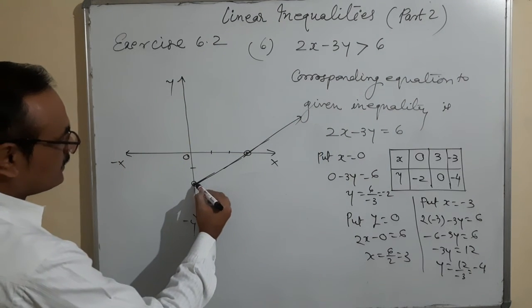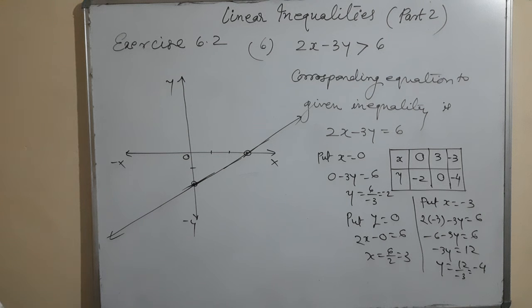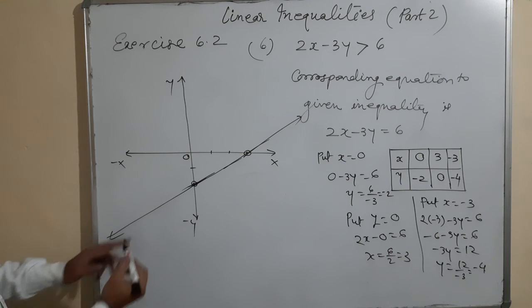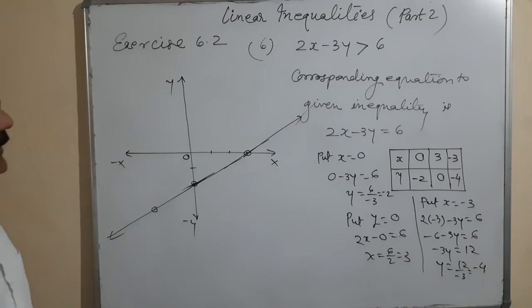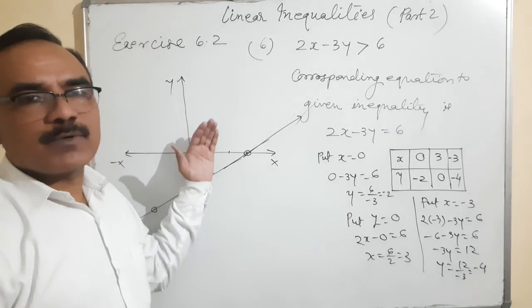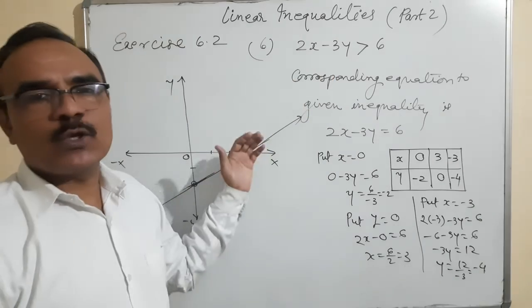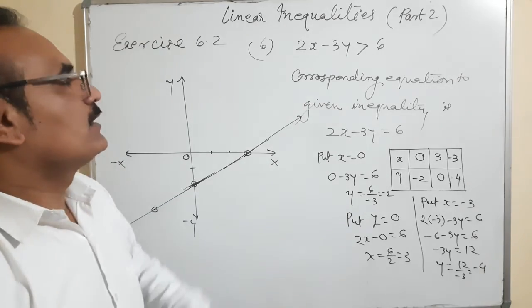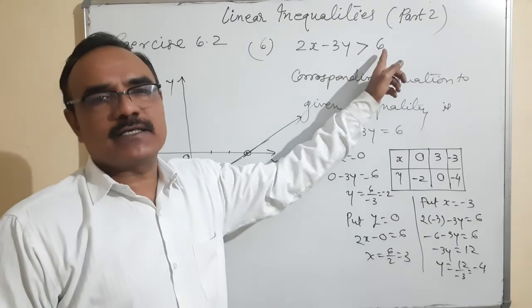So that is a straight line. Minus 3 and minus 4, the point is coming here, on the line. Now let us decide whether the upper portion is shaded. Upper portion is shaded means the upper portion is representative of this, or the lower portion is representative of it. It is given that 2x minus 3y is strictly greater than 6.